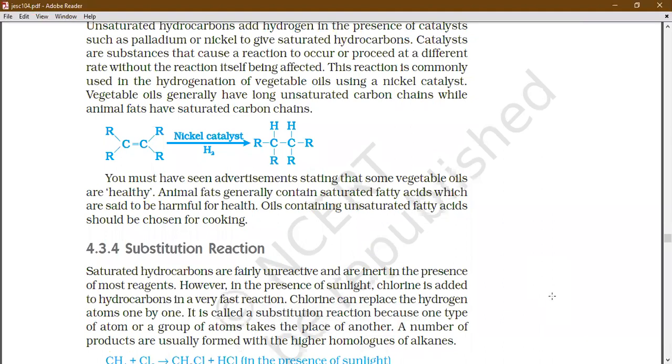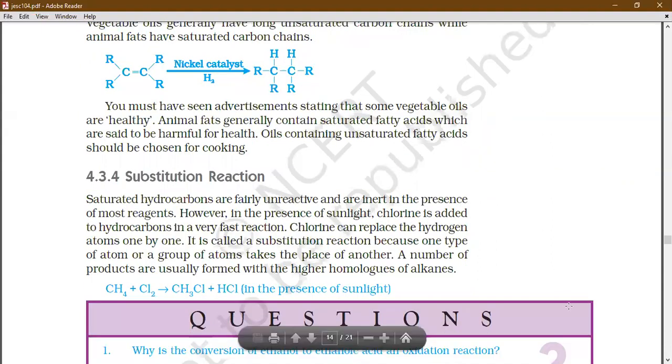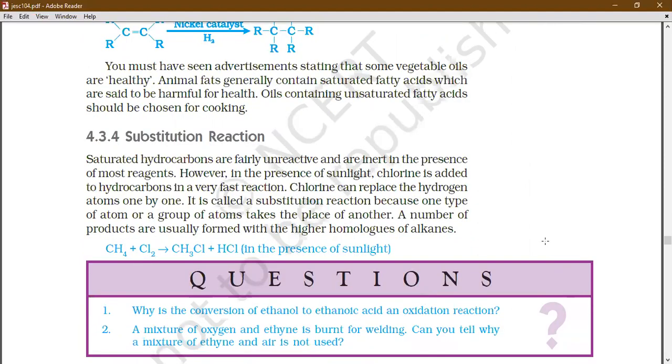Vegetable oils generally have long unsaturated carbon chains while animal fats have saturated carbon chains. You must have seen advertisements stating that some vegetable oils are healthy. Animal fats generally contain saturated fatty acids which are said to be harmful for health. Oils containing unsaturated fatty acids should be chosen for cooking.